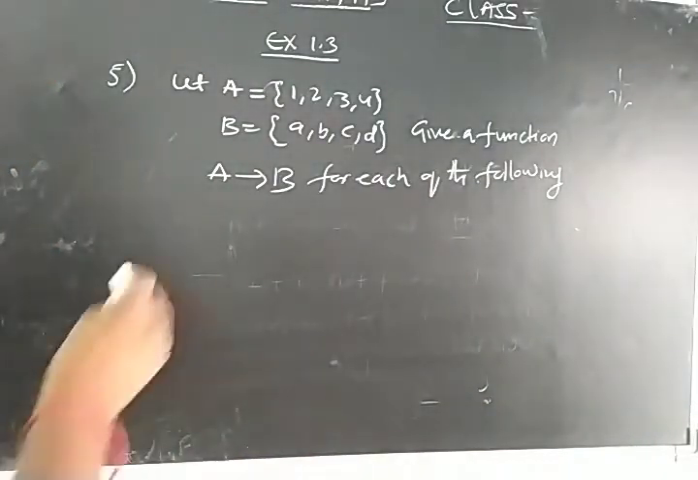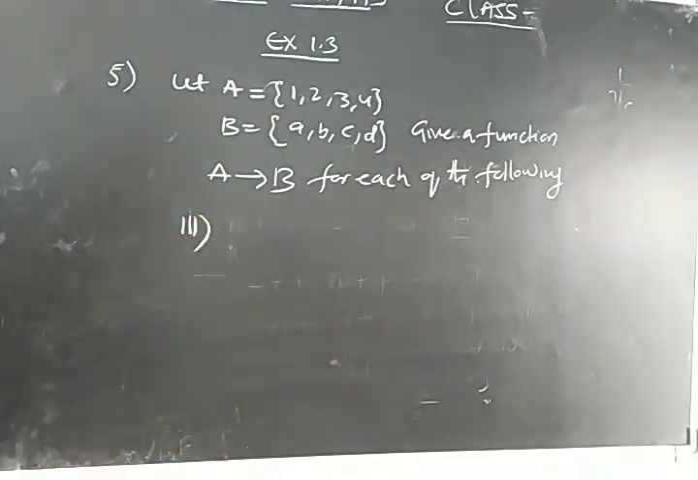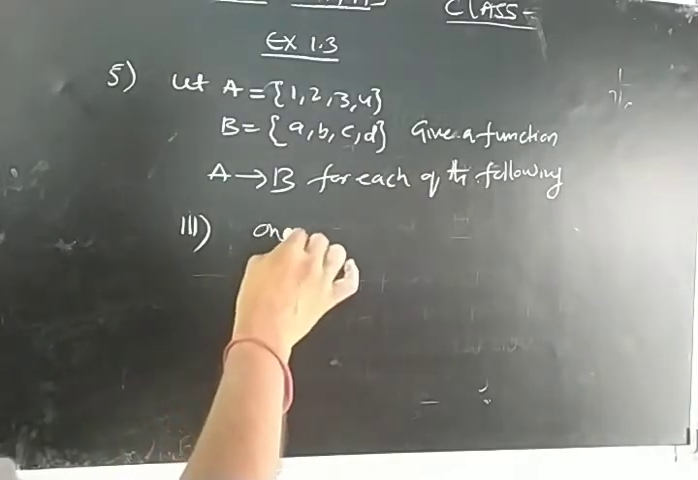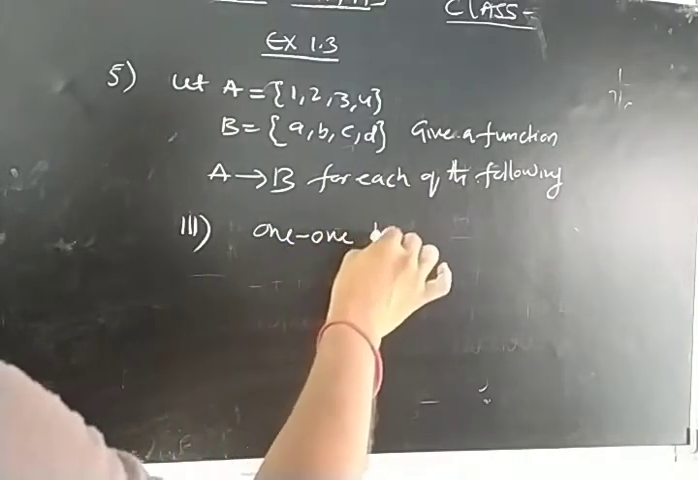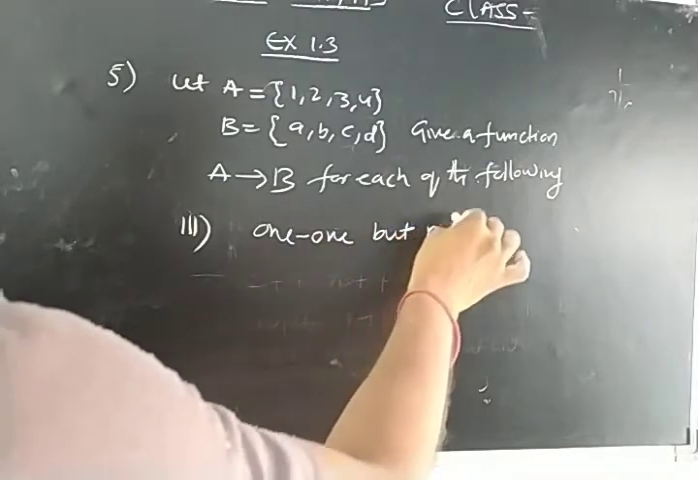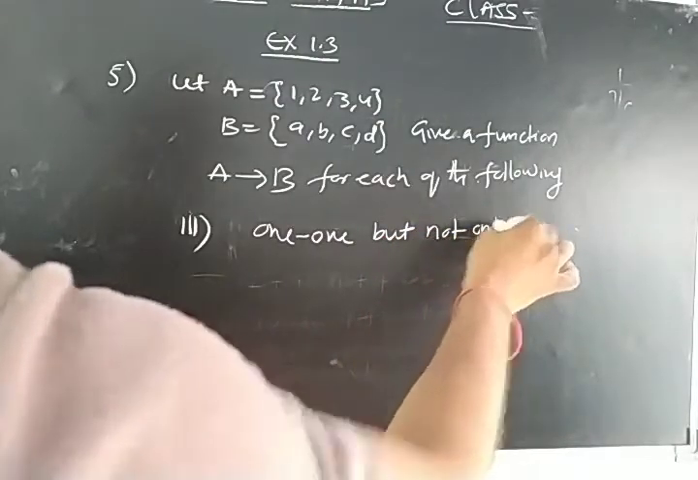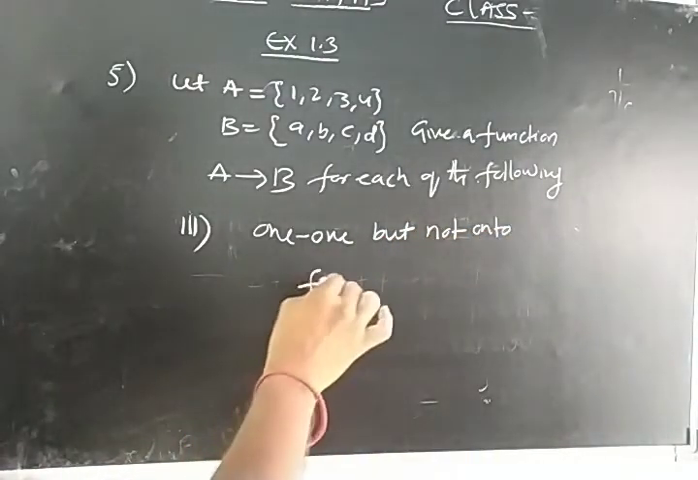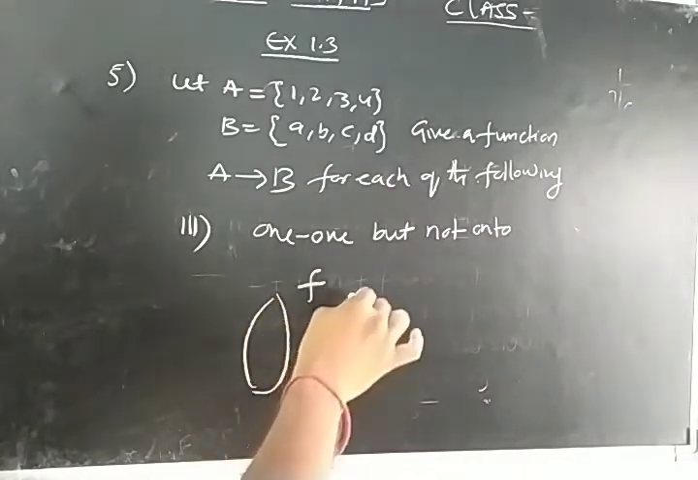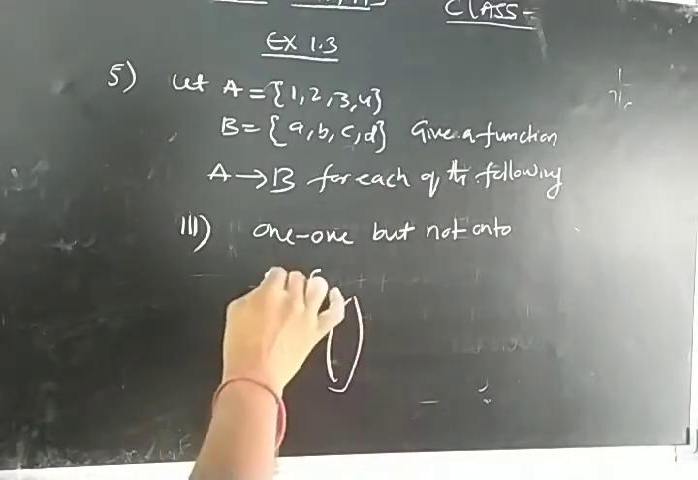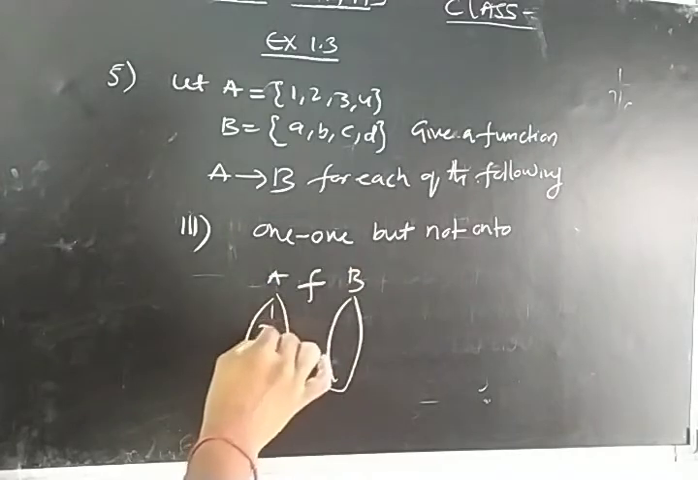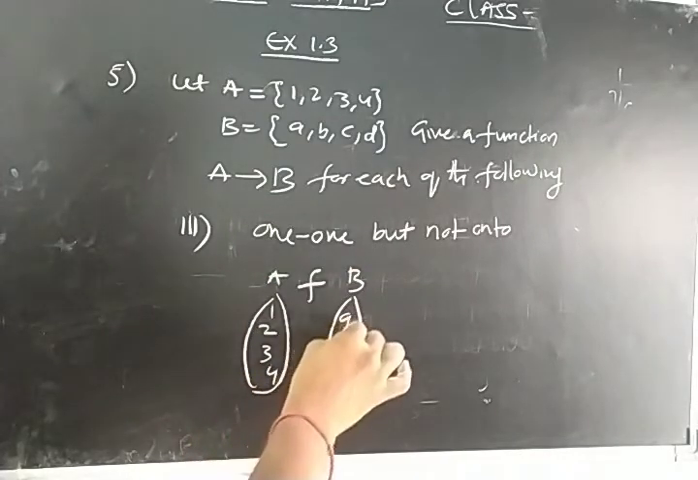Now third one. Let us check for third one. What is third one? One-one but not onto. Not onto. Right. Now again I am using the diagram. Then only we can easily understand how to construct. 1 2 3 4, A, B, C, D.